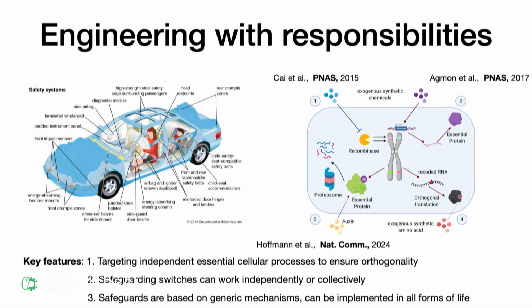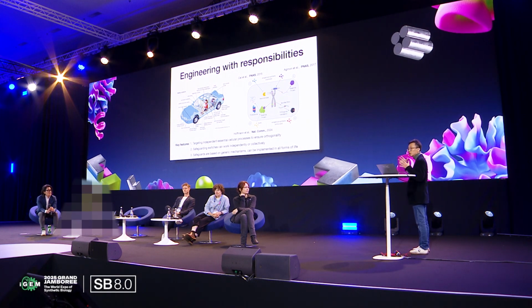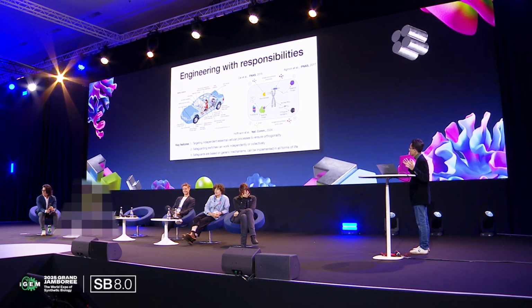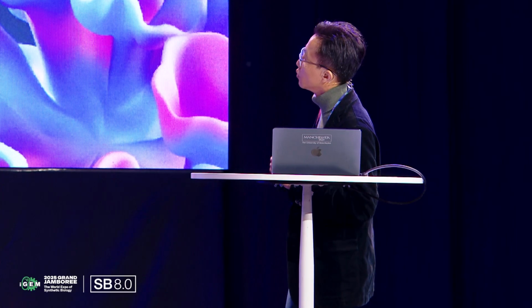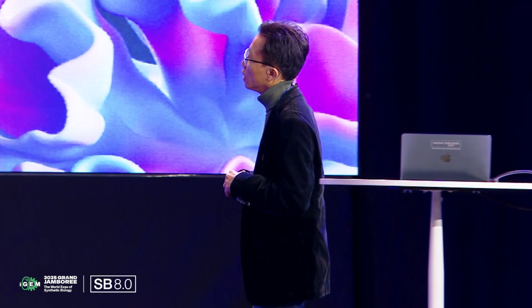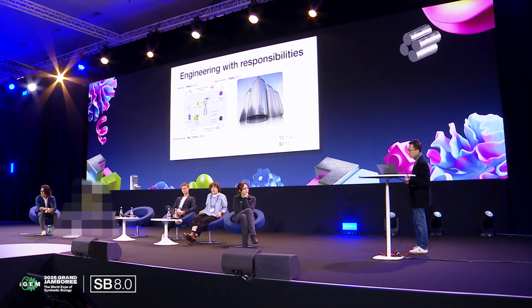So we have been building the technology to allow us to technologically embed what we call safety switches. The idea is we can target independent essential cellular processes. They don't compromise the growth of the cell, and they're orthogonal to each other. If one fails, the other one can kick in. And they can work independently or collectively. And finally, these are universal mechanisms you can transform virtually into all forms of life. And how much it costs, I will tell you, it's very efficient.